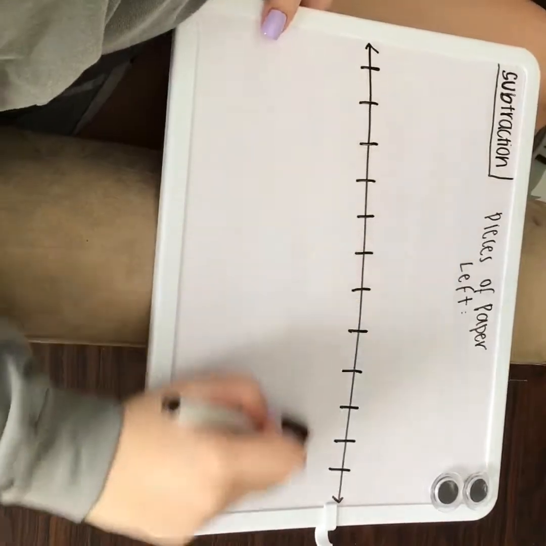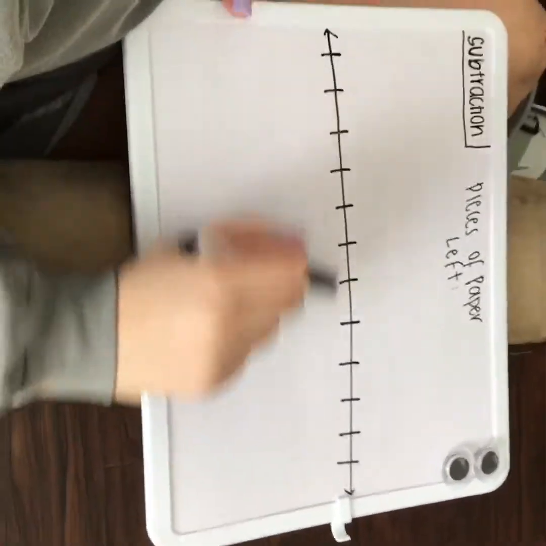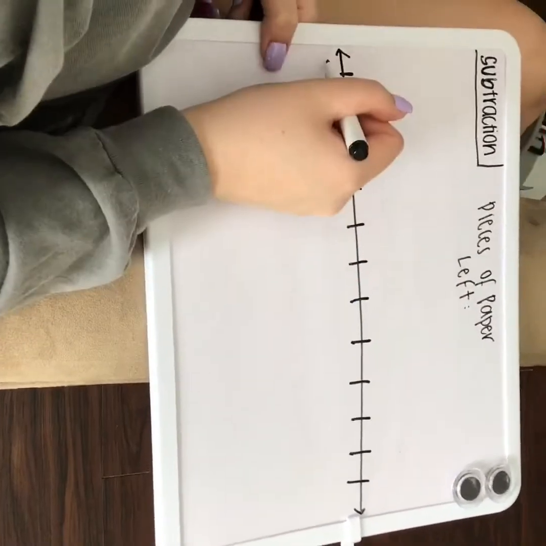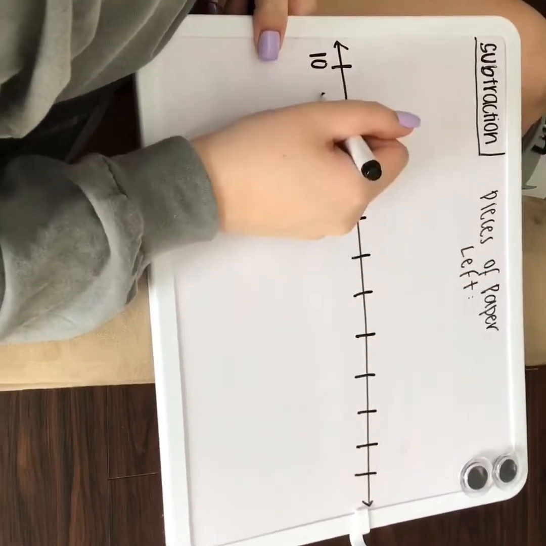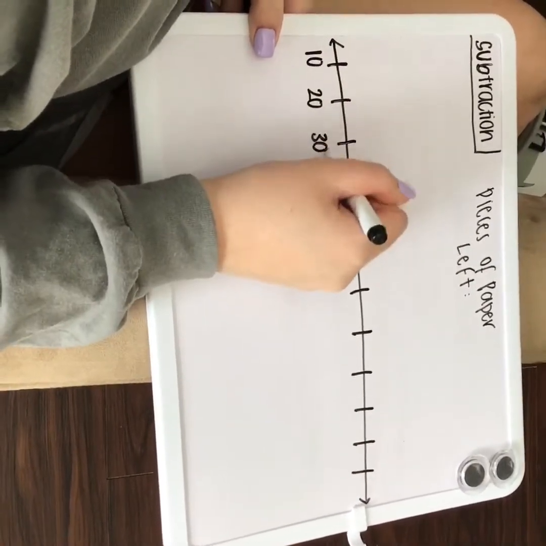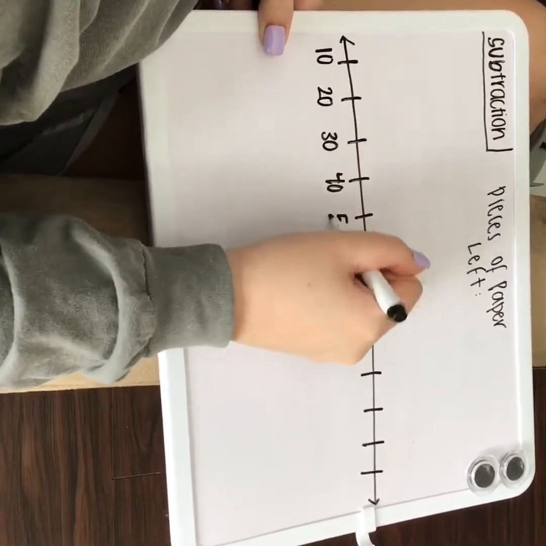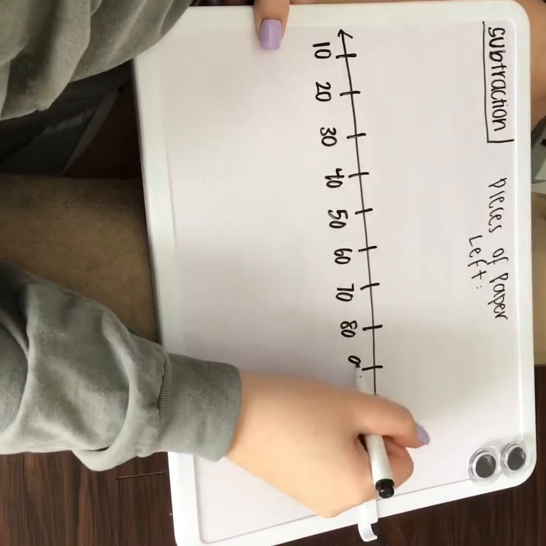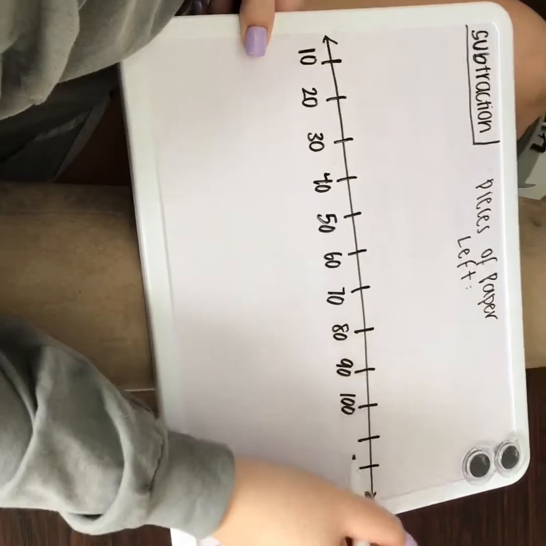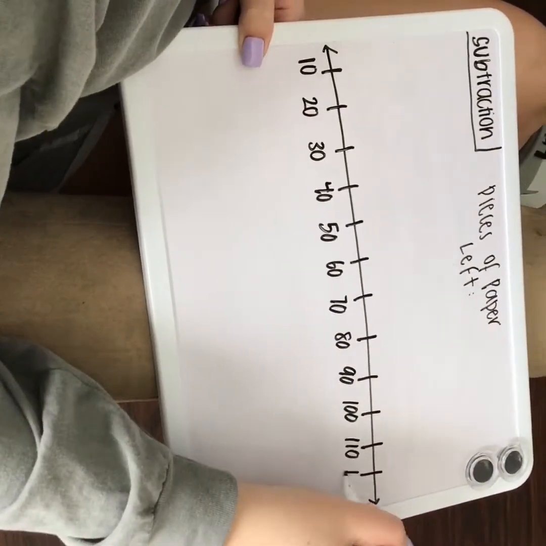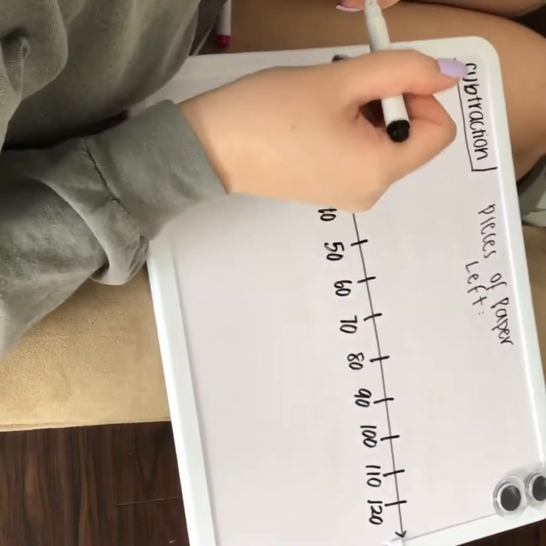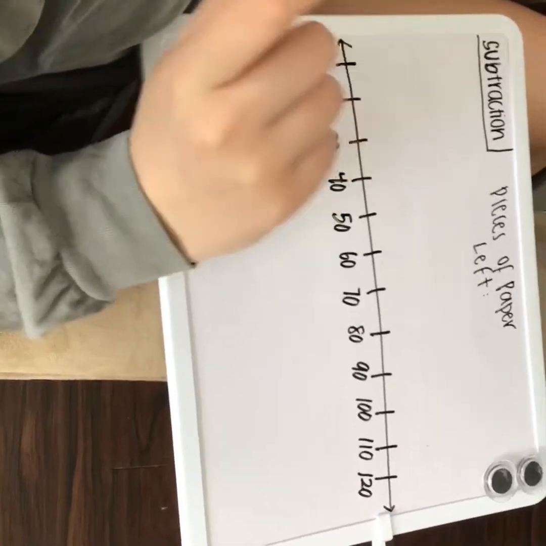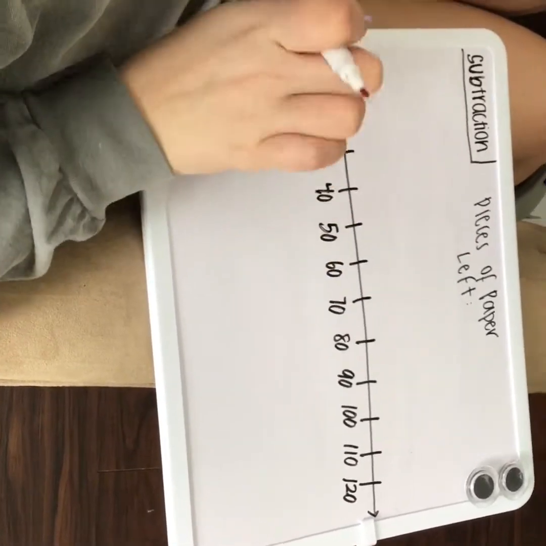So this is our number line right here, and I have marked it up into tens. So all we have to do is write down the tens, starting with 10, and then we're going to go 20, 30, 40, 50, 60, 70, 80, 90, 100, 110, and then we're going to end at 120. So we're going to start with our first number, which is all the way down here, and we're going to be at 38.